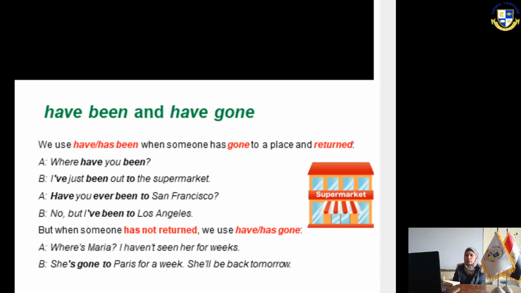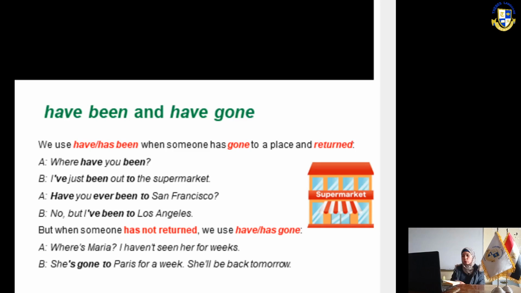But when somebody has not returned, we use have or has gone. For example, I can say, where is Maria? I haven't seen her for weeks. She's gone to Paris for a week. So now, guys, that means that she went to a place and then she didn't come back. She will be back tomorrow. Now, guys, let's move on to the next slide about the present perfect continuous.